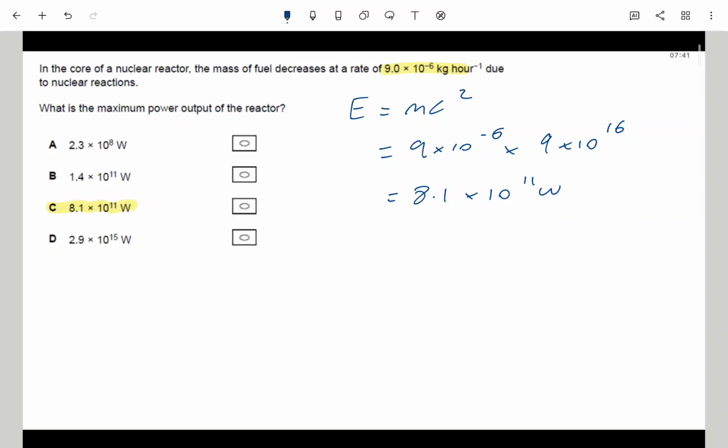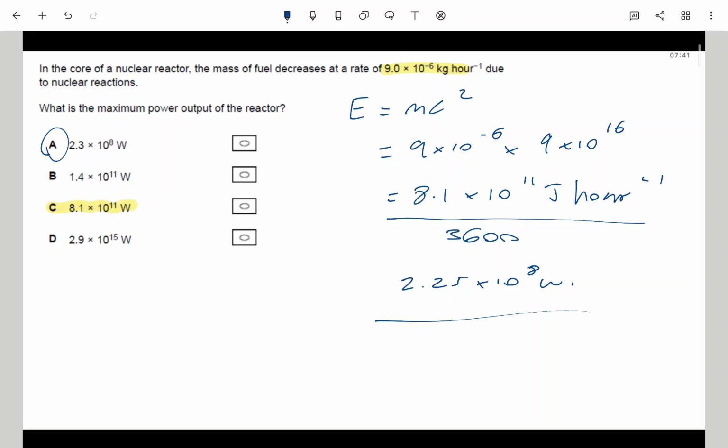So that's, I'm on about getting it wrong. I've just written watts like an idiot. That's joules per hour. So we need to divide by 3,600. So if you do that, you'll get 2.25 times 10 to the 8 watts, which will obviously round up to answer A.